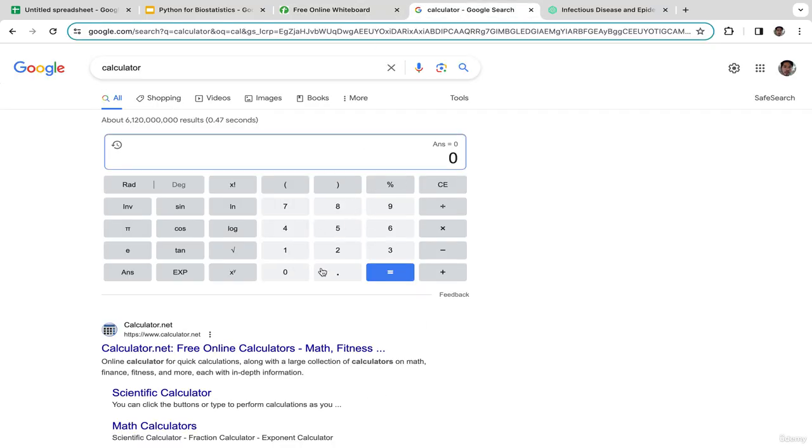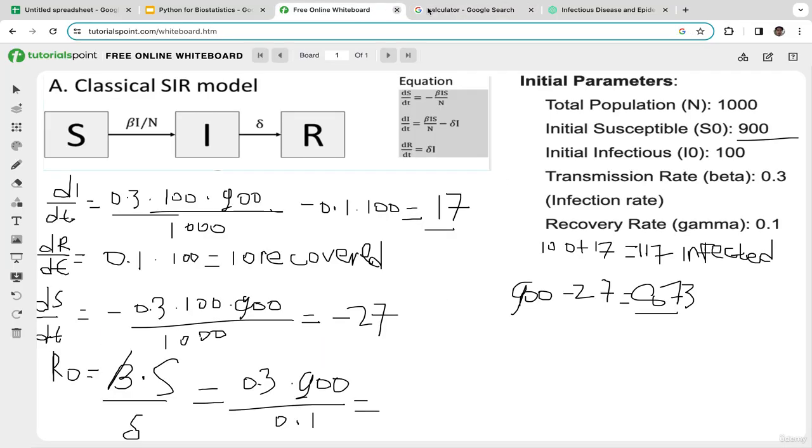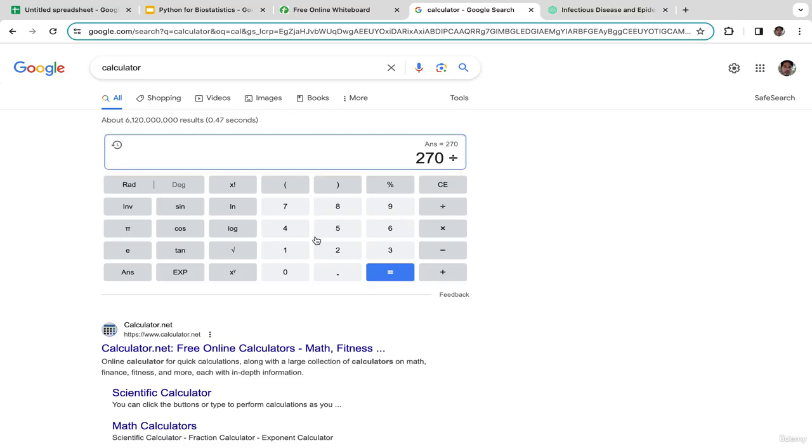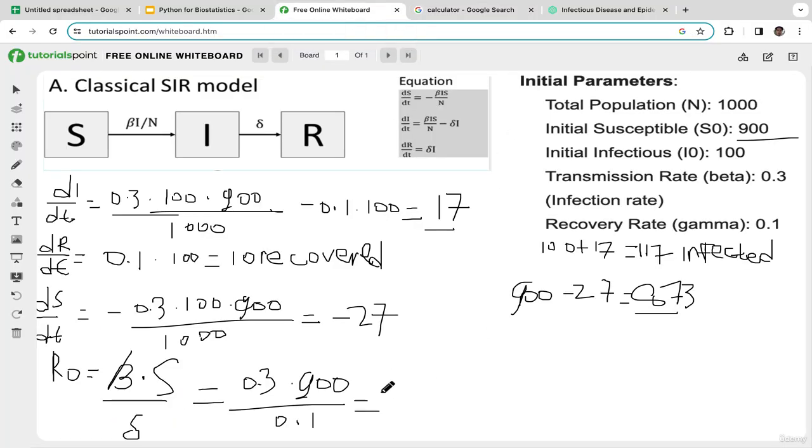So we have 0.3 multiplied by 900, and this is what you got, 270, and you're going to divide that by 0.1, right? Okay, guys, so this is what we got, 2,700. So let's write it down here, 2,700, right? Okay, so the R0, the basic reproductions number for this disease, is 2,700. And you might be wondering, what does it mean?